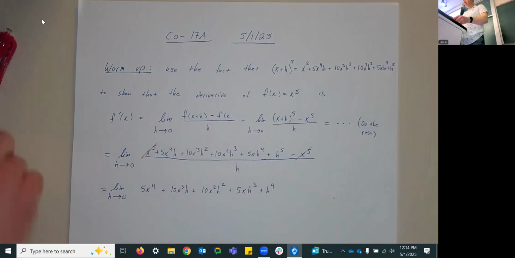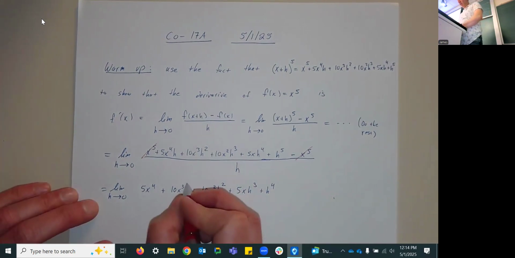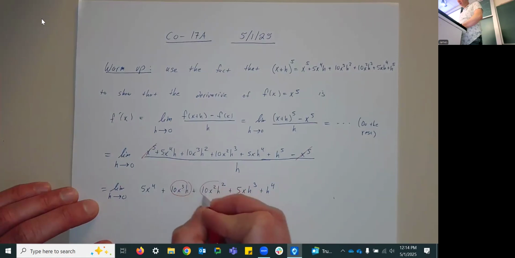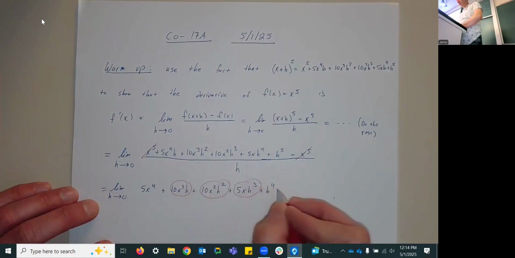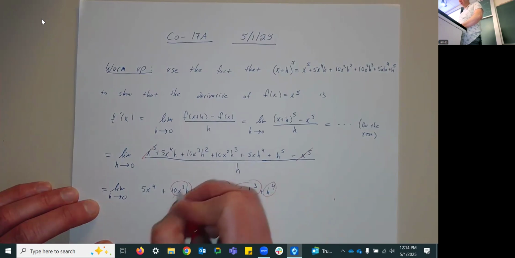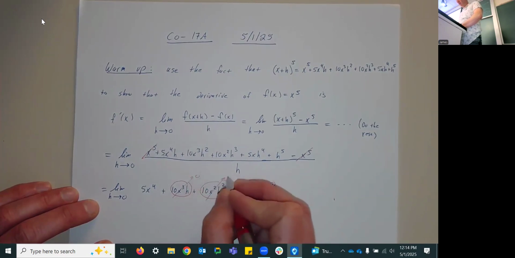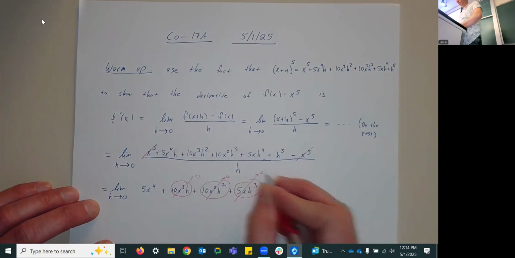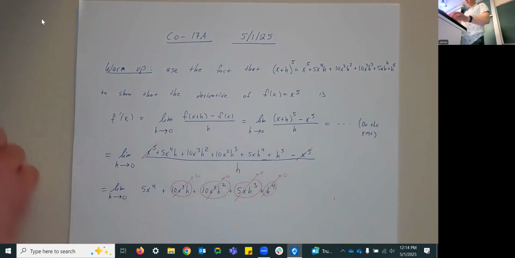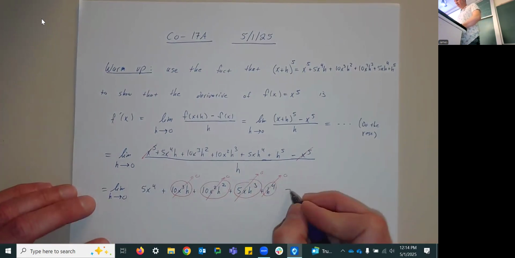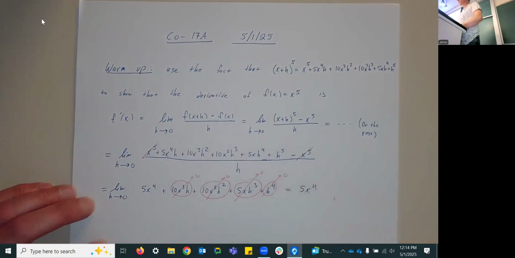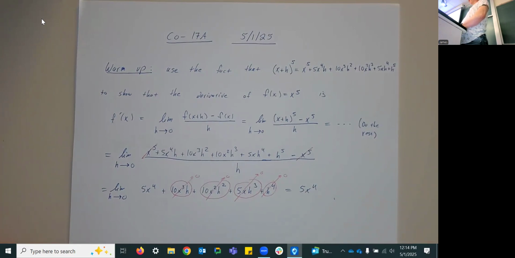And then every single term that has an h in it, well, if h goes to 0, all of those things are going to go to 0. You're going to have 10x cubed times 0. You're going to have 10x squared times 0 squared. You're going to have 5x times 0 cubed. You're going to have 0 to the fourth. And so what we're left with is just 5x to the fourth, which probably isn't surprising, but good to take note of. So we'll go one step further and actually do it for any power.